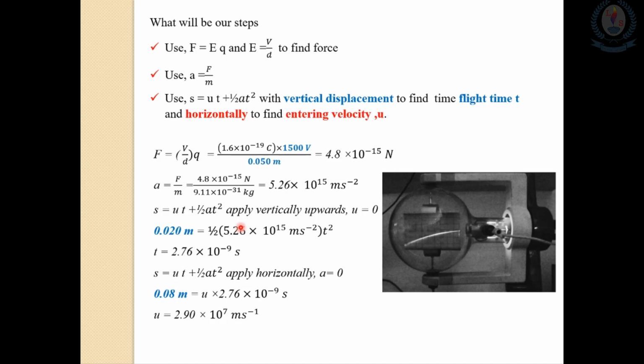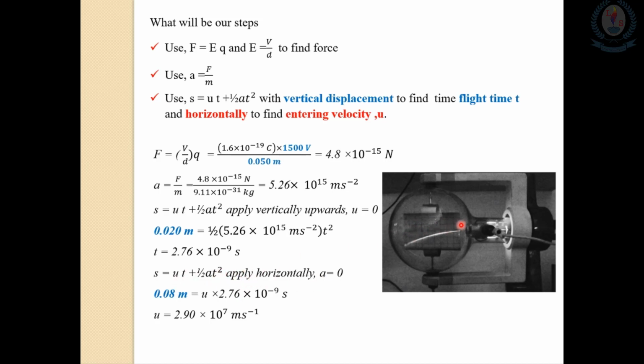What is this time? The time taken for the electron beam to have 0.02 meter vertical displacement. As the motions are independent, the same time it will take to cross the tube of this length. When it has a displacement of this much, it has traveled in the same time this much distance horizontally. So we have to use the same equation horizontally.